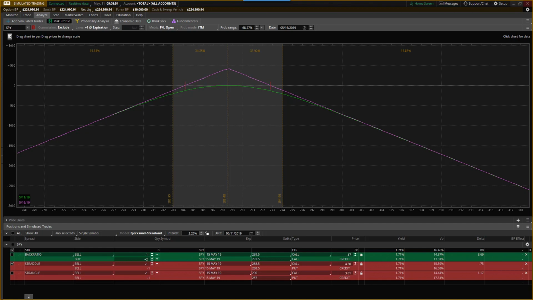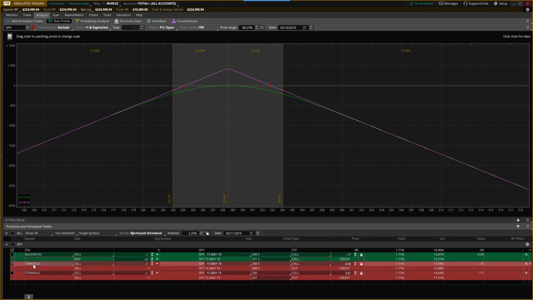Today we're going to do a video on strangles and straddles and the misunderstanding that a lot of people seem to have with this trade, and the problems that people have because of their accounts with this trade. So a straddle is buying or selling a call and a put using the same strike.